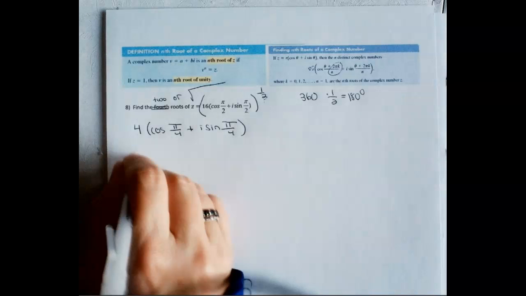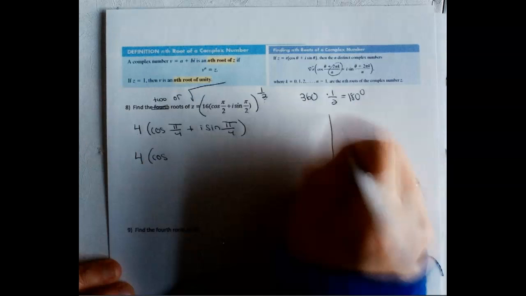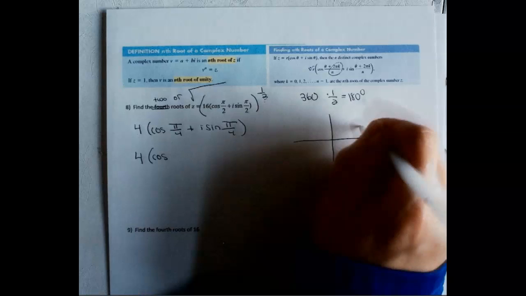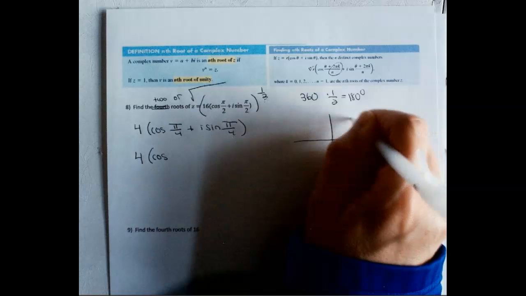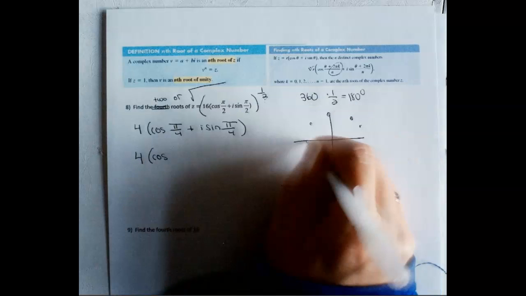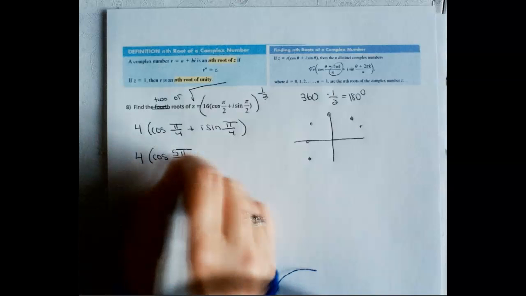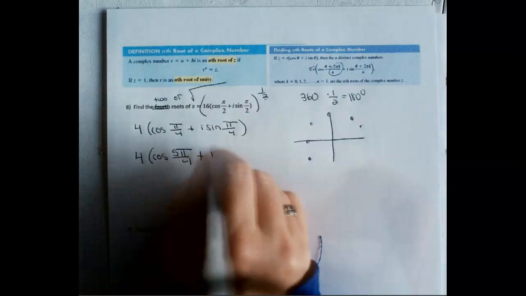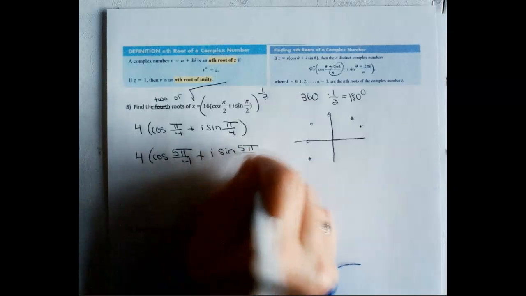In other words, I still have the same magnitude. I've got cosine. If you think about pi over 4, I'm here and I need to go 180 degrees. So 1/4, 2/4, 3/4, 4/4 should put me at 5 pi over 4. Plus again, same thing, i sine of 5 pi over 4.